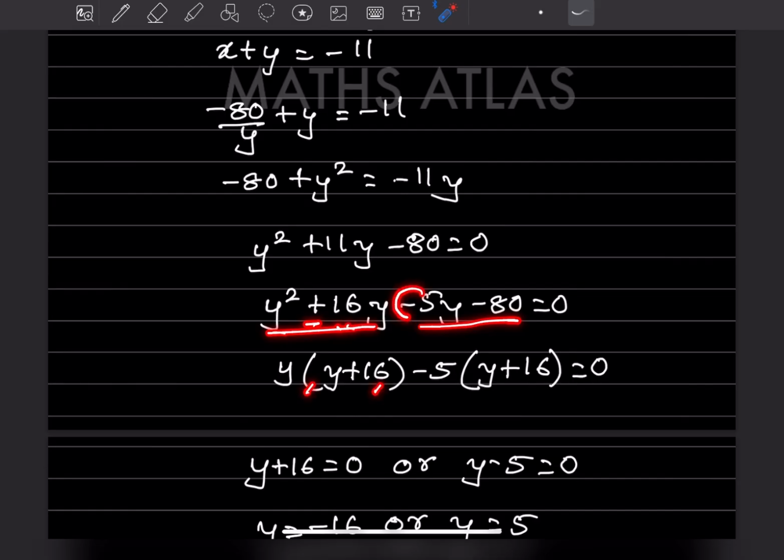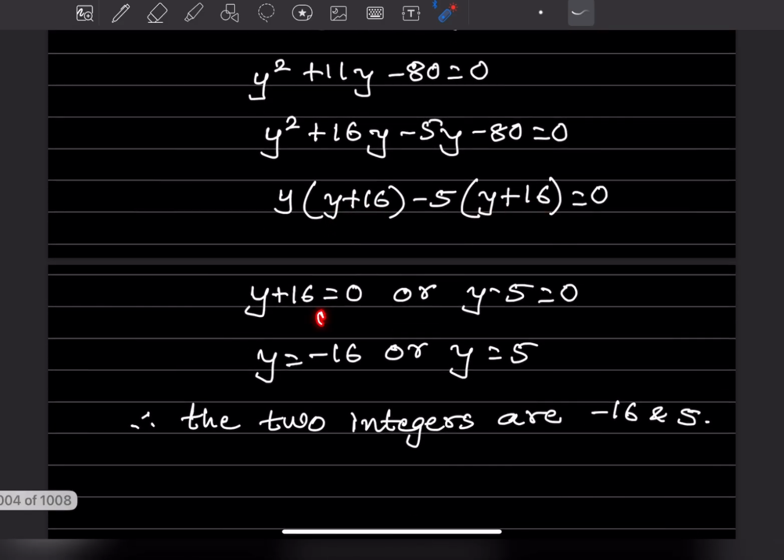Now see here, this sign whatever is there, that will be here. So from this one, what will be common? 5. And that is going to be y plus 16. That is going to be 0. So both the brackets, that is y plus 16 here. So that is going to be right. We can write y plus 16 is equal to 0 or y minus 5 is equal to 0. So here after rearranging, this will be y is equal to minus 16 or y is equal to 5. So we can say therefore the two integers are minus 16 and 5.